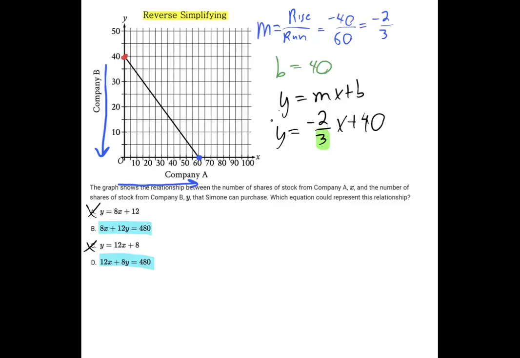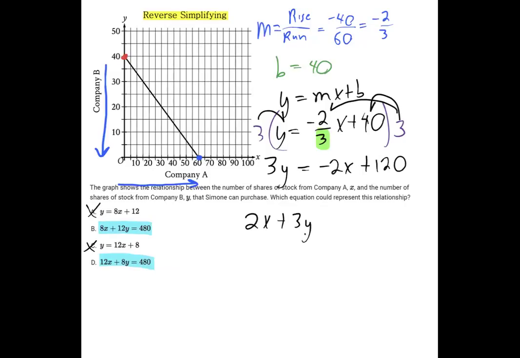So let's go ahead and multiply both sides by 3. That'll give us 3y is negative 2x plus 120. So for this part, it multiplied. For this part, it canceled against the denominator. And for here, it actually multiplied. Now we'll add 2x to both sides.